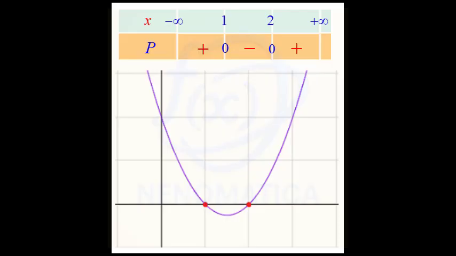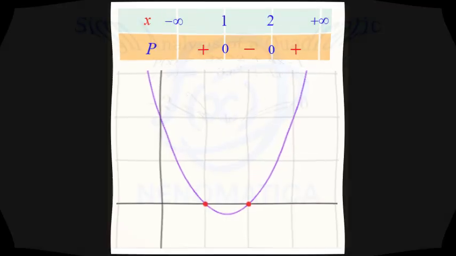Now, let us build the sign table. We split the real line by the roots into intervals, from -∞ to 1, exactly at 1, from 1 to 2, exactly at 2, and from 2 to +∞. Since the parabola opens upward, p of x is positive outside the roots and negative.